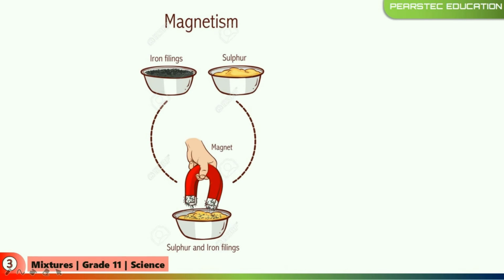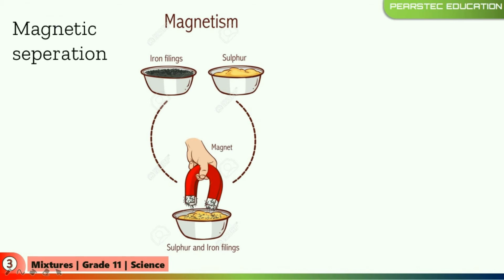Look at this image very carefully. Now iron filings and sulfur are mixed together. Now we want to separate the iron from the sulfur. Sulfur is not a particle which is attracted to a magnet, but the iron is getting attracted definitely. So they can separate the iron from the sulfur mixture. Sulfur and iron filings can be separated very easily using a magnet.